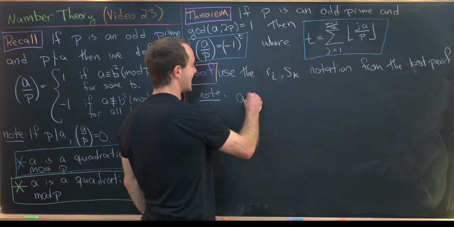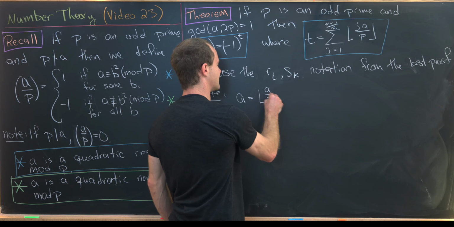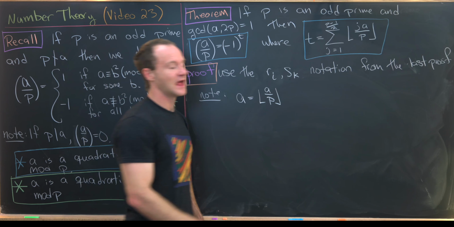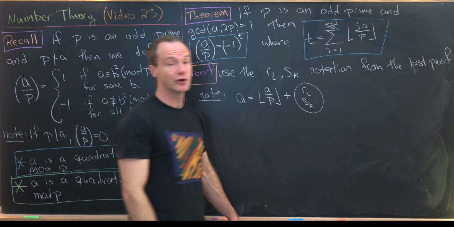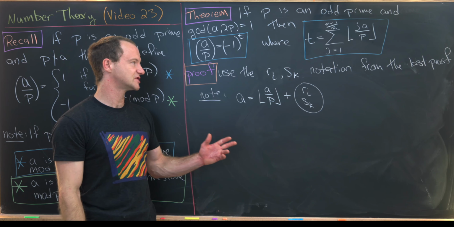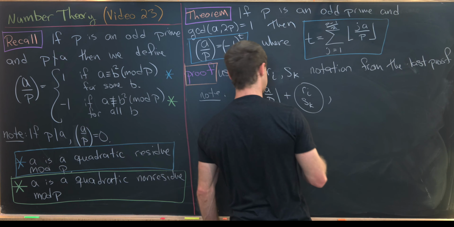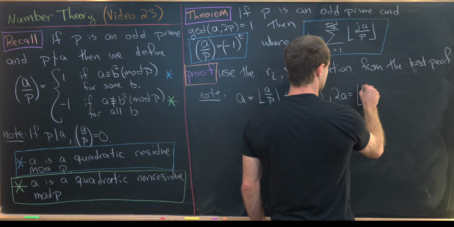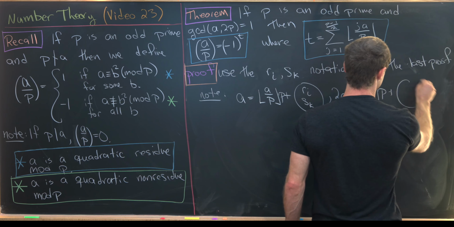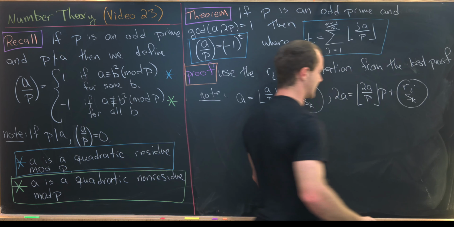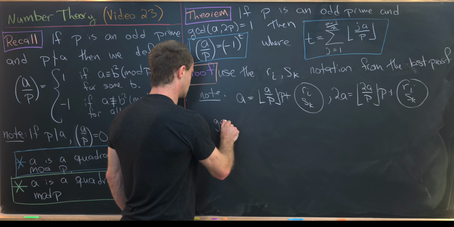So if we take a and divide it by p with quotient and remainder, the quotient will be the floor of a over p. And then the remainder will be one of these r_i's or s_k's. We don't know if it's going to be an r_i or an s_k. That just depends on its size. Remember how we defined those. And then similarly, 2a will be equal to the floor of 2a over p times p plus, again, one of the r_i's or s_k's. We don't know which one it's going to be. But this is all happening in general.